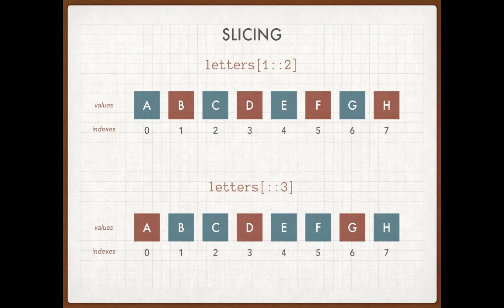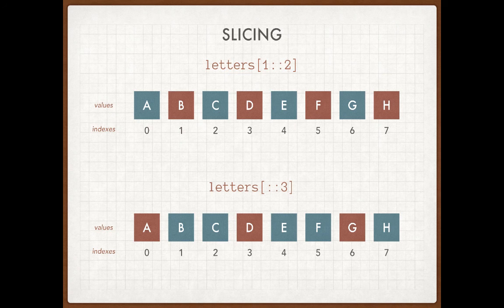Here's one where the start is missing. Start, stop, step. The start is missing, so therefore I will start at the beginning, which is index 0. The stop is missing, so therefore I will go all the way to the end of the list. But the step is 3, so I'll take every third index.